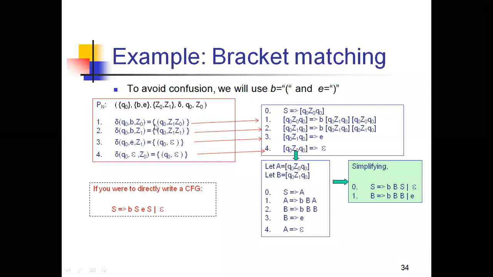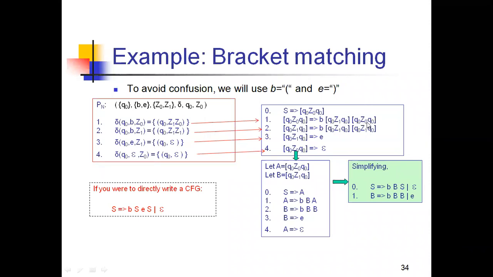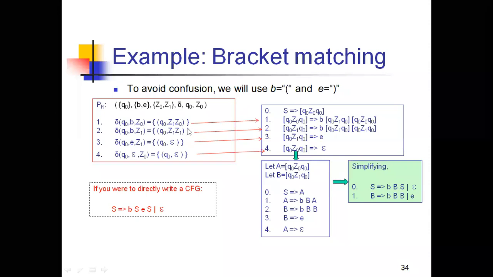Q naught Z naught Q naught. And what is the input alphabet here? B. So B of Q naught Z1 Q naught. You need to write Q naught Z1 Q naught, and then Q naught Z naught Q naught. So then you get B of Q naught Z1 Q naught, Q naught Z naught Q naught. So these are for the Q naught Z naught Q naught, right? And for the second one here, Q naught Z1 Z naught Q naught, Q naught Z1 Q naught. See, Q naught Z1 Q naught.